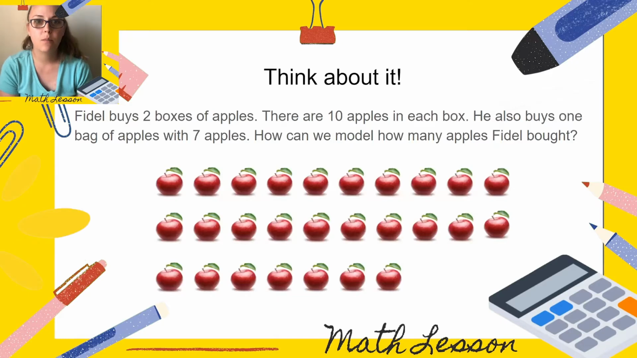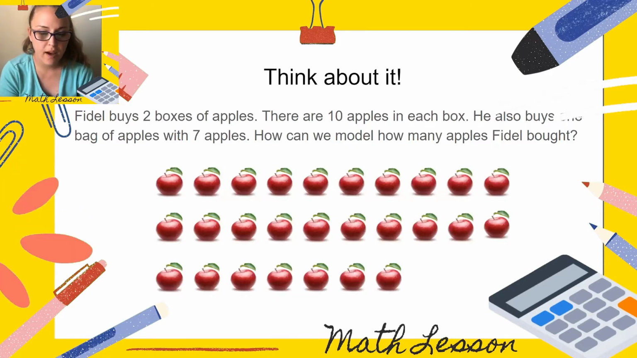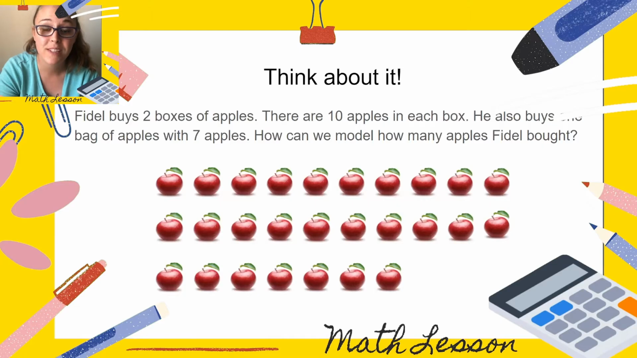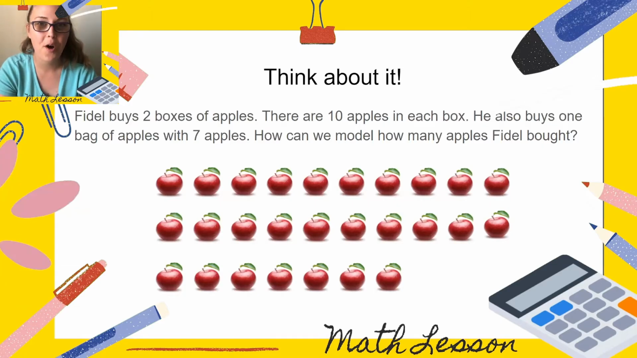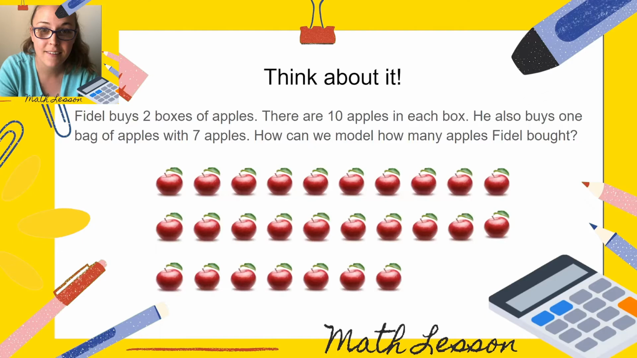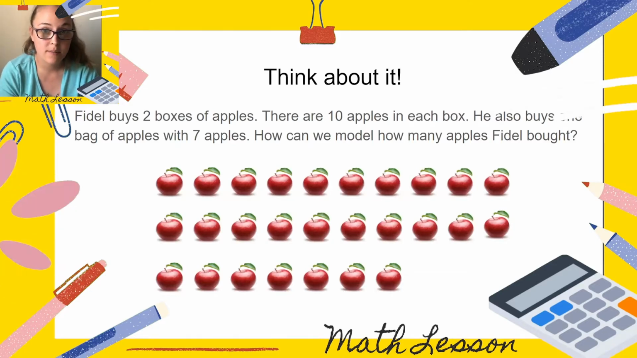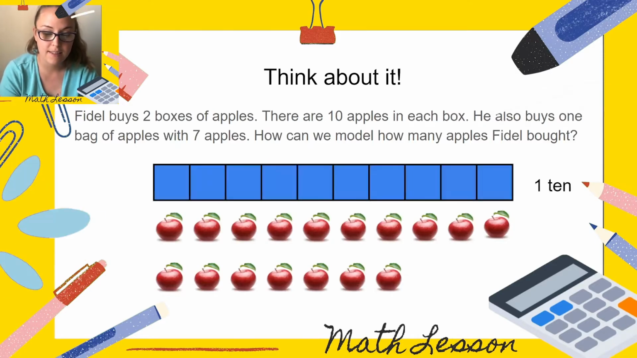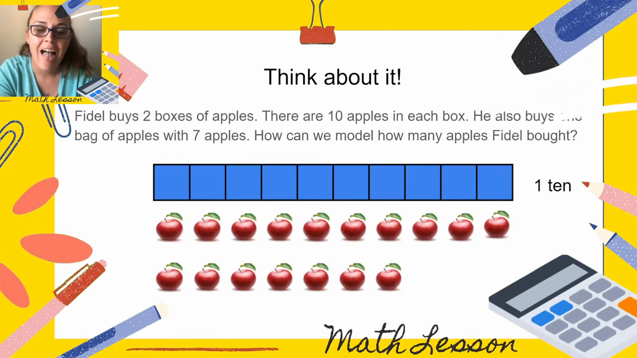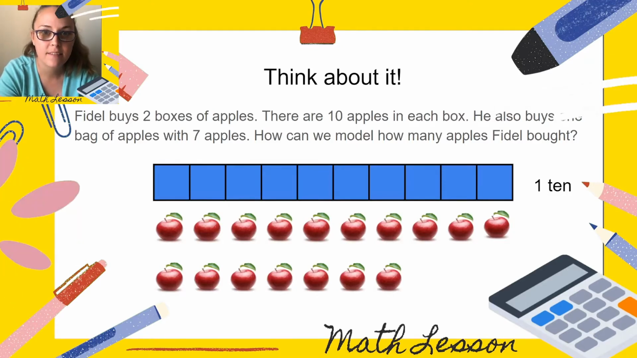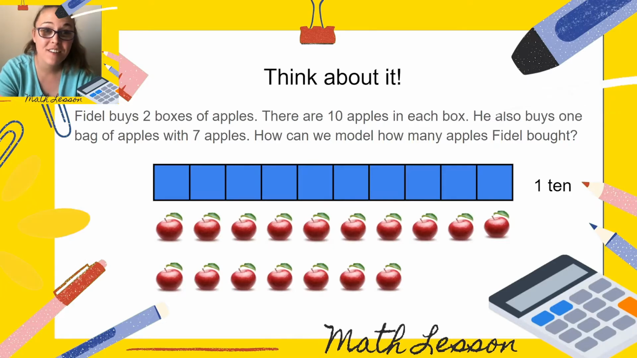Here's another way that we can model how many apples Fidel bought. I've organized these apples into rows of 10, but you'll notice the bottom row isn't complete. Do you remember why? So when we talk about modeling this way, we are going to use base 10 blocks. And base 10 blocks look like this. So at the beginning, we talked about one rod equaling a 10, but do you remember how many ones are in a 10? That's right, there are 10 ones in a 10.